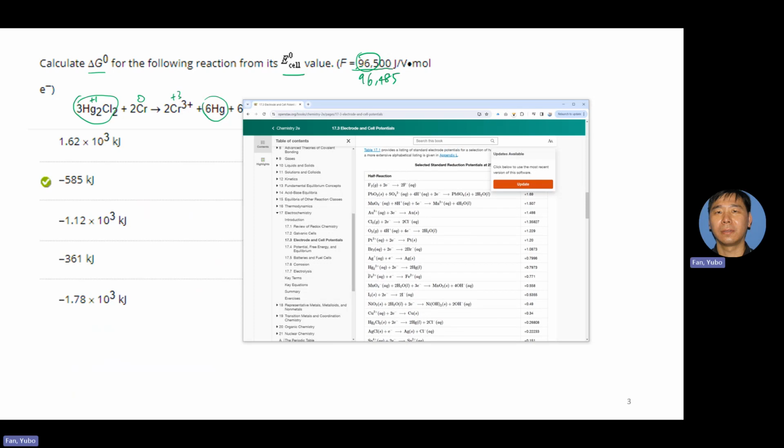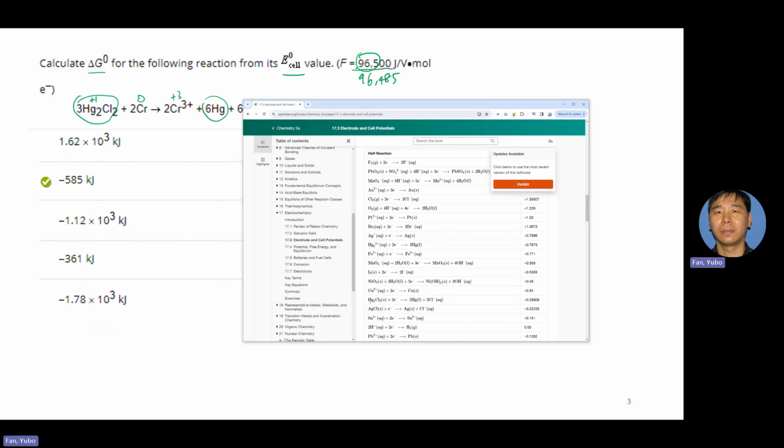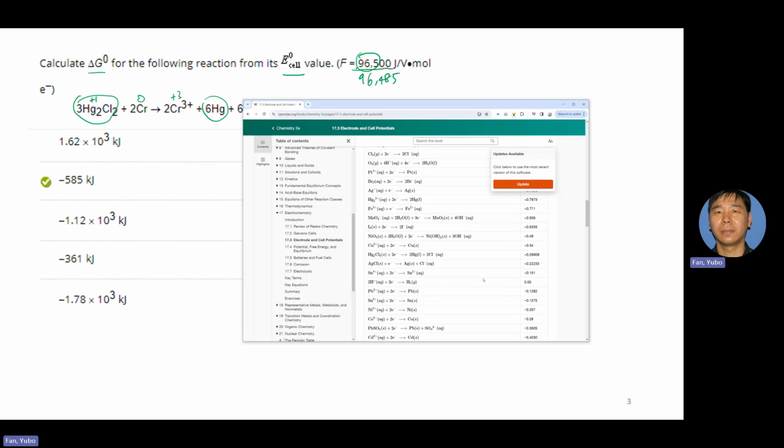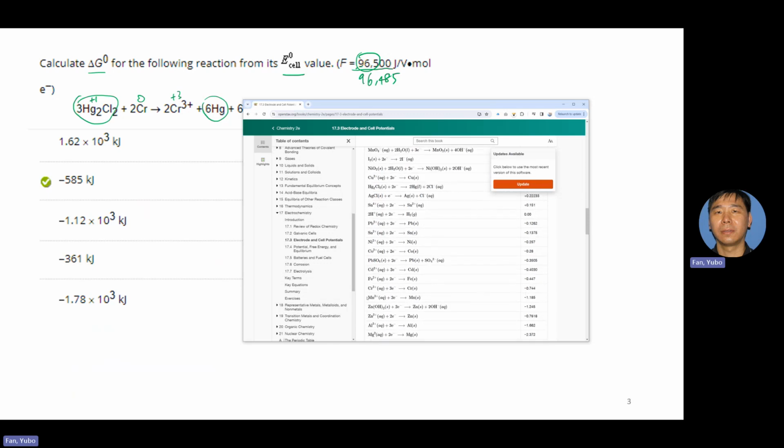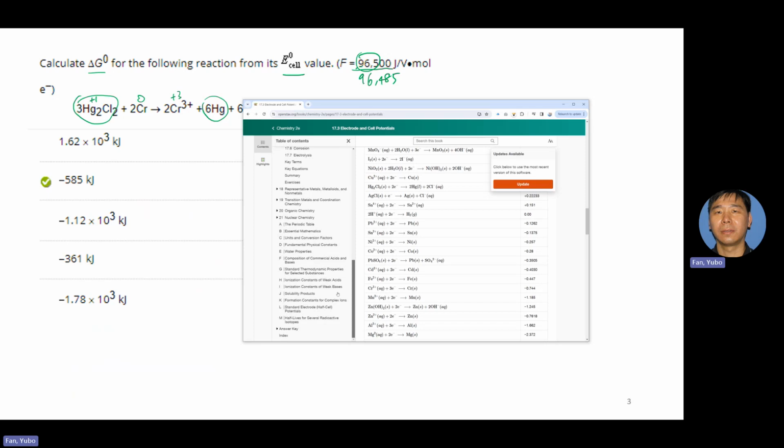For the mercury(I) chloride, we got this number here. And for the other one, chromium to chromium 3 plus, we can find the chromium 3 here, and it's -0.744. So another way to find it is in the textbook.